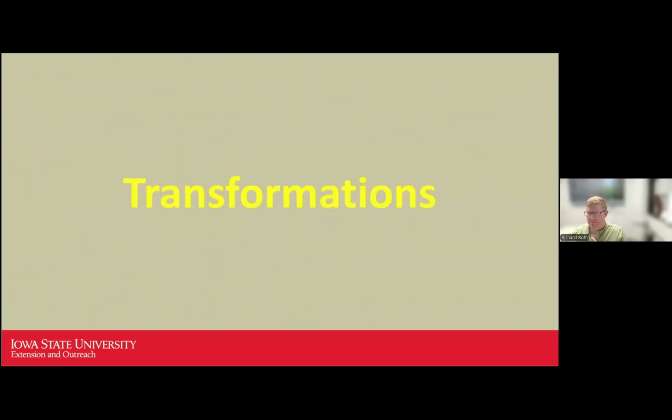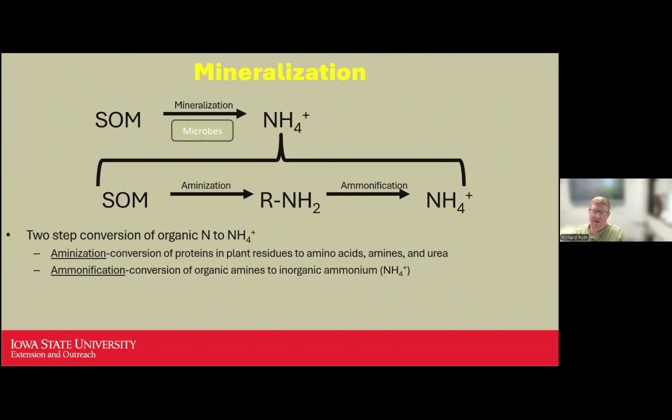The next set of processes or steps in the nitrogen cycle that I want to talk about are the transformations. That was that yellow box on the diagram that I showed. And the first that I'm going to talk about is mineralization. Very simply put, it's the conversion of organic, non-plant available nitrogen to inorganic, plant available nitrogen, right? So think about it as soil organic matter or crop residue being processed and releasing nitrogen that the crop can actually use.